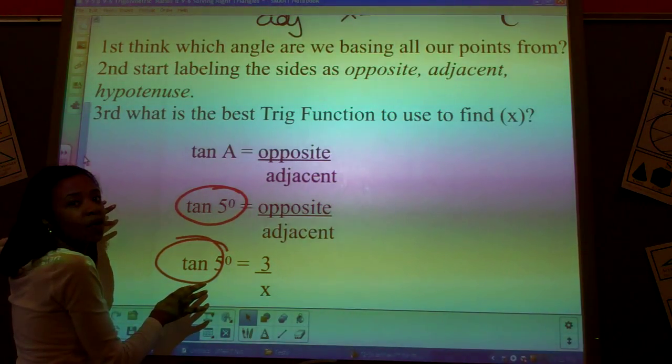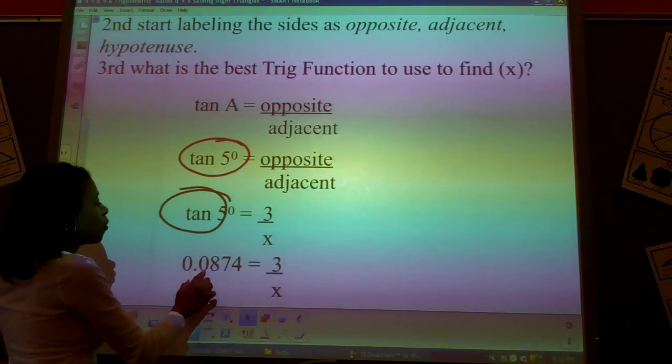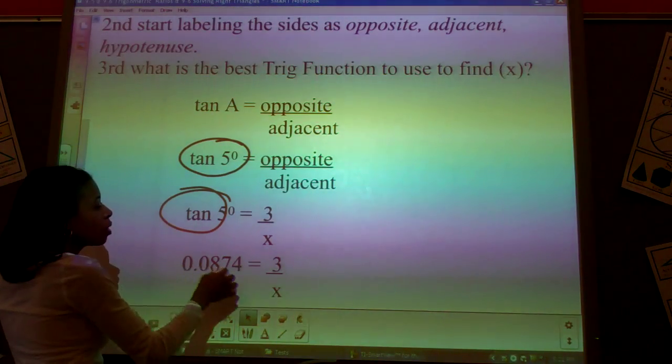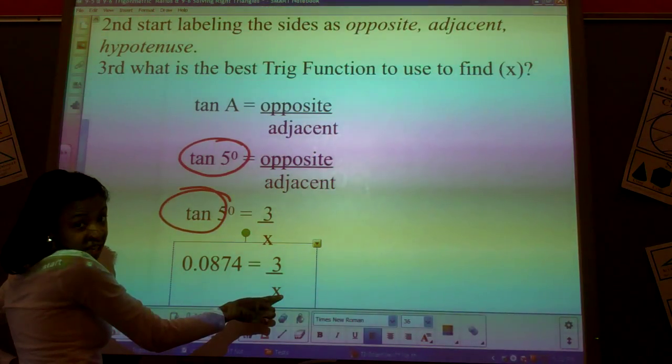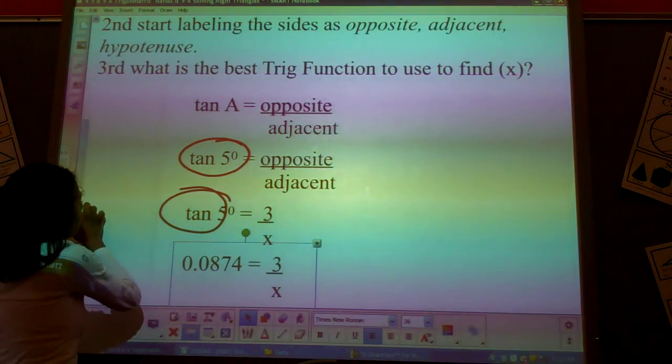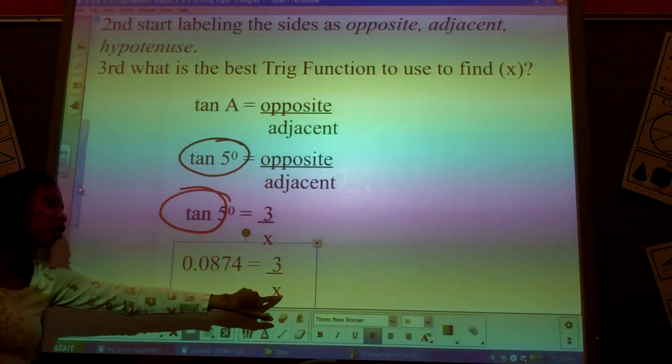We just plugged it into the calculator. The tangent of 5 degrees is equal to 0.0874. The opposite leg is 3. The adjacent leg is x. Now, we should know how to solve from algebra, pre-algebra, solve for x.